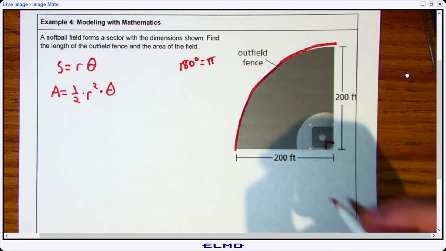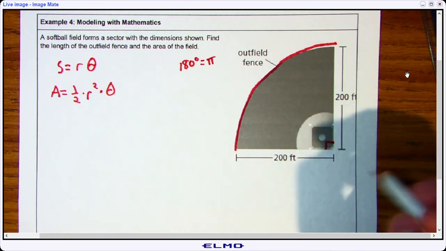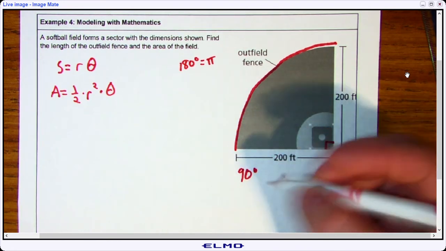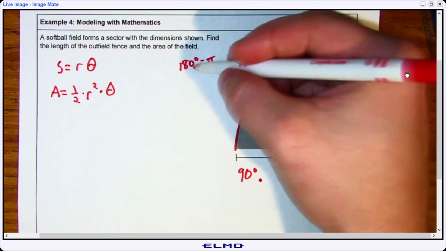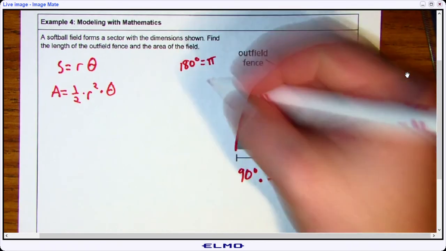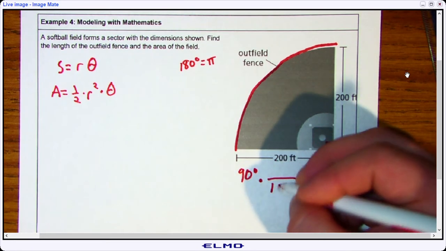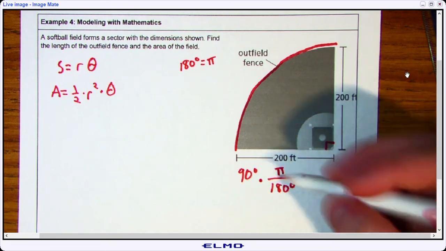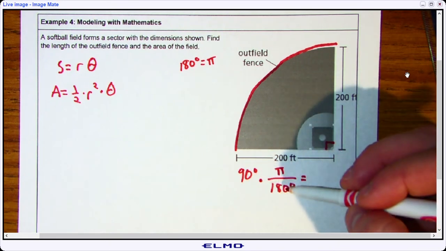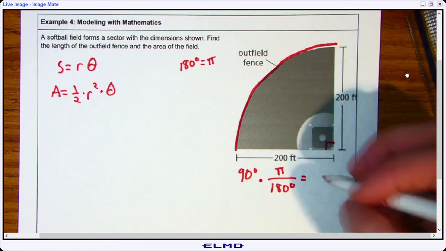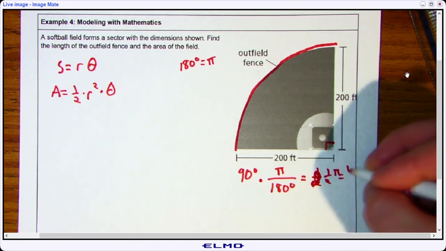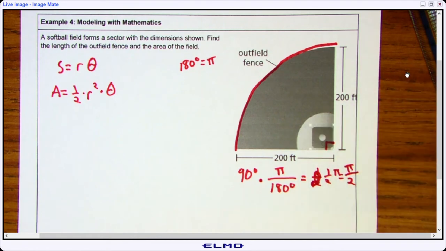So what we can do is, we know this is 90 degrees, we could do some dimensional analysis here, and if we're looking for radian, say 90 degrees times, we'll use this equivalency. I'm going to put degrees on bottom because I want them to cancel out. And that's just going to give us 90 over 180 pi, right? So that's just equivalent to 1/2 pi, which is just equal to pi over 2. So that's our degree measure in radians.